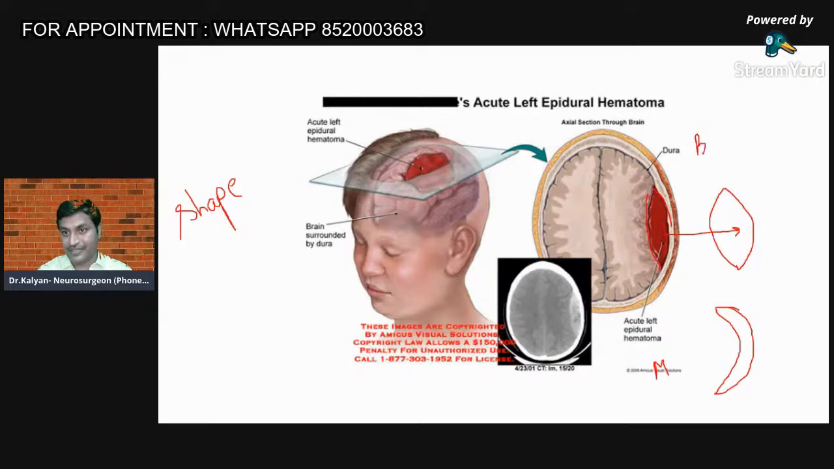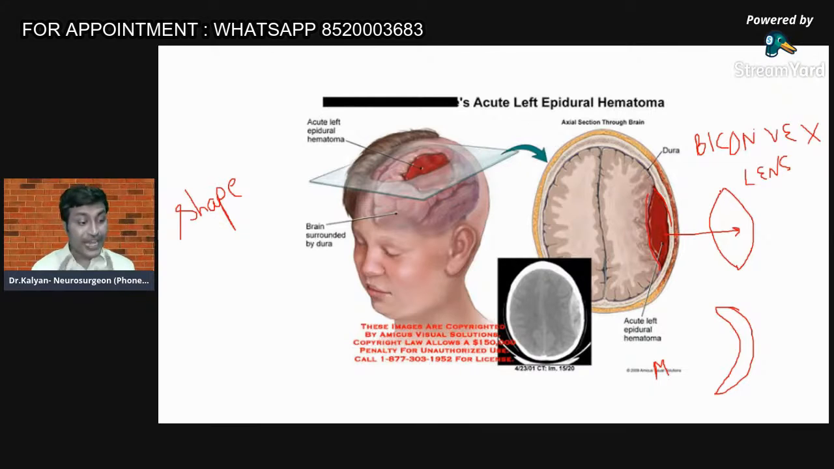I don't have a pen, so I'm writing on it. I want every one of you to type. This is biconvex. Biconvex is EDH. Biconvex is similar to your eye lens. It looks like our eye lens. It looks like a contact lens. Anything that looks like your contact lens is known as biconvex.